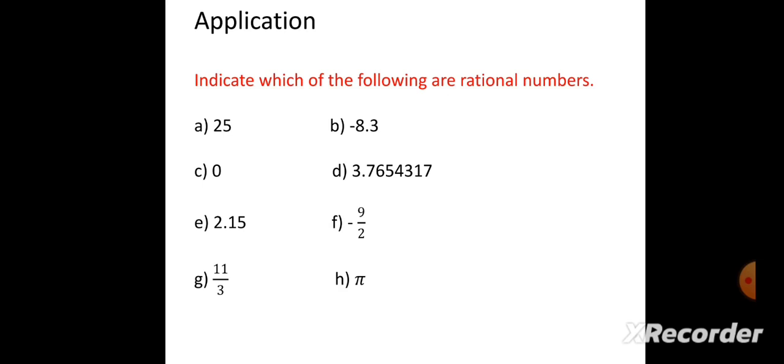Now, as homework, you have to indicate which of the following are rational numbers. Again, as a conclusion, you have to check each number. Ask yourself, can I write it in the form of a fraction a over b?